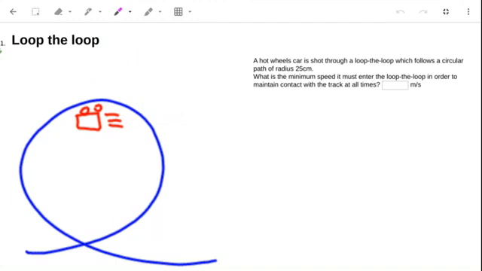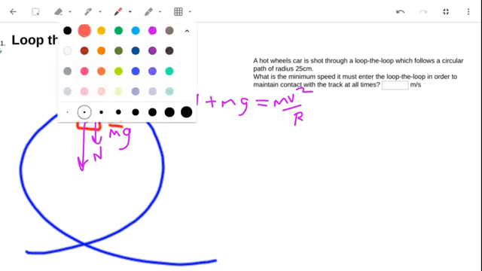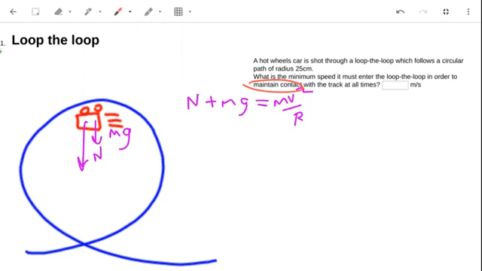Let's start by drawing the forces on the car. We've got a normal reaction force downwards and also the weight of the car. Those two will add to make the centripetal force. Now, it's saying this thing again where it's maintain contact, and that essentially means that it's in contact up until the reaction force here equals 0.